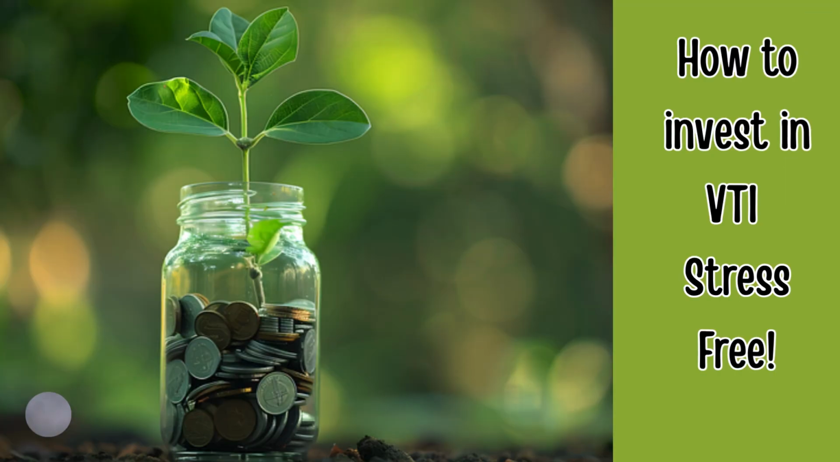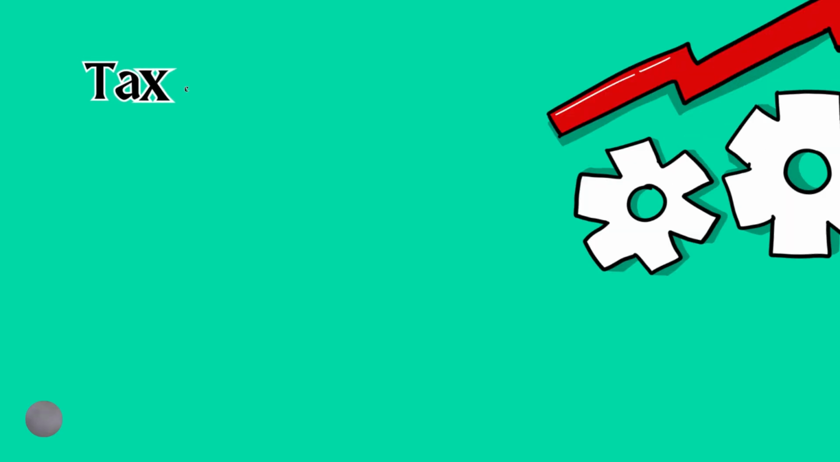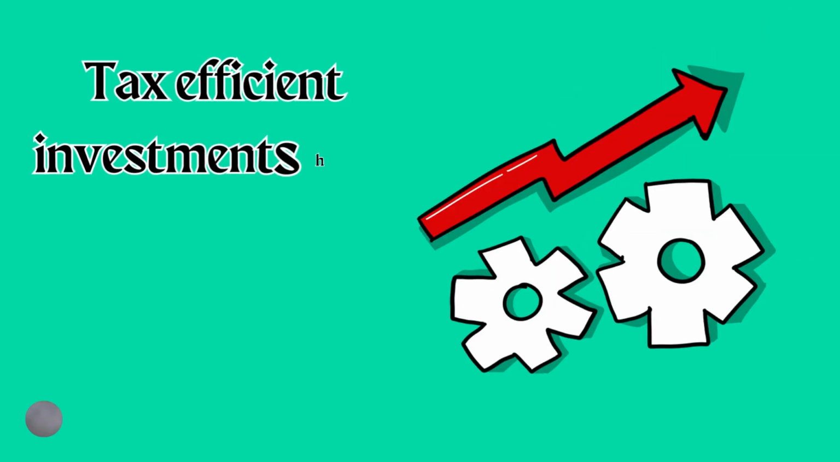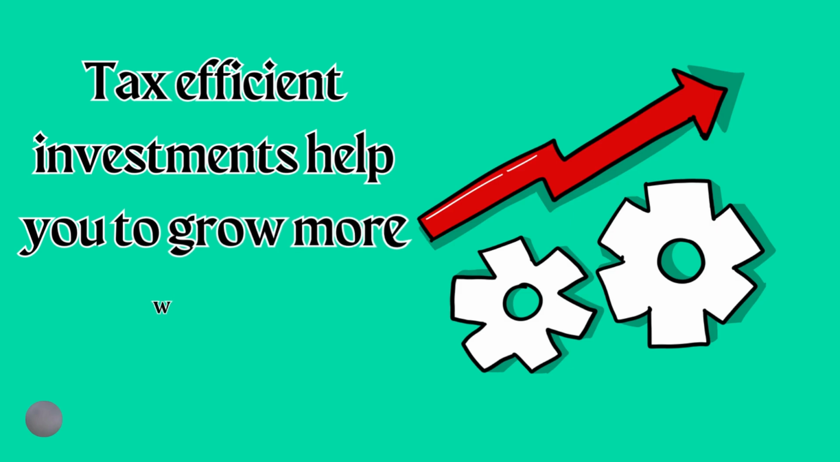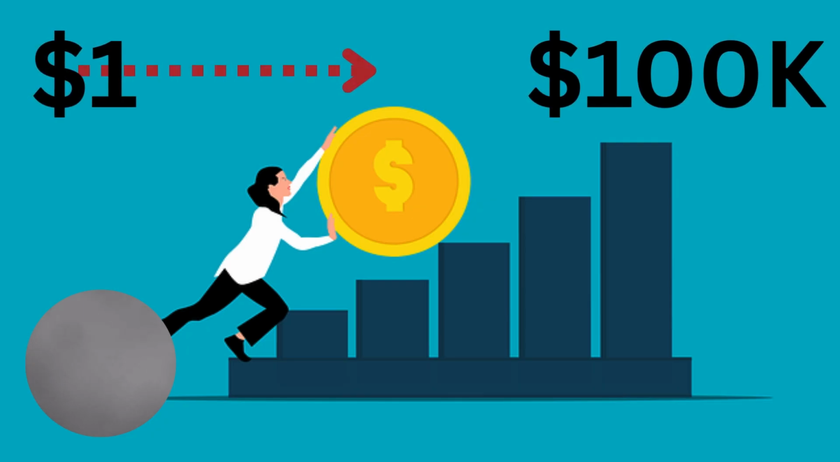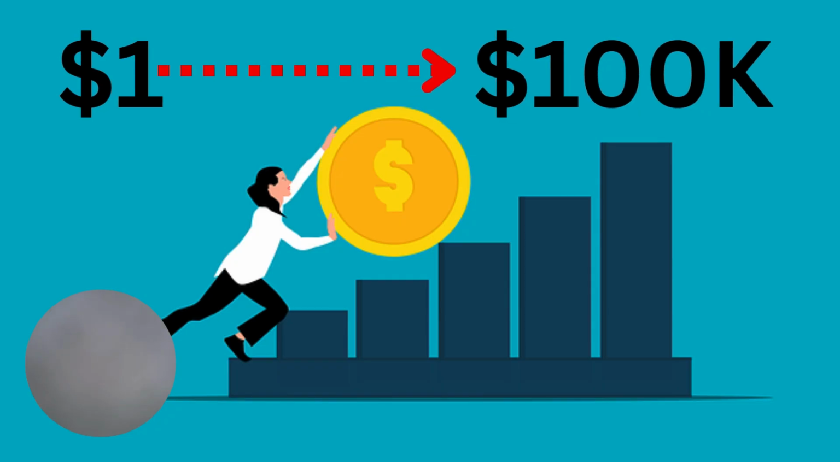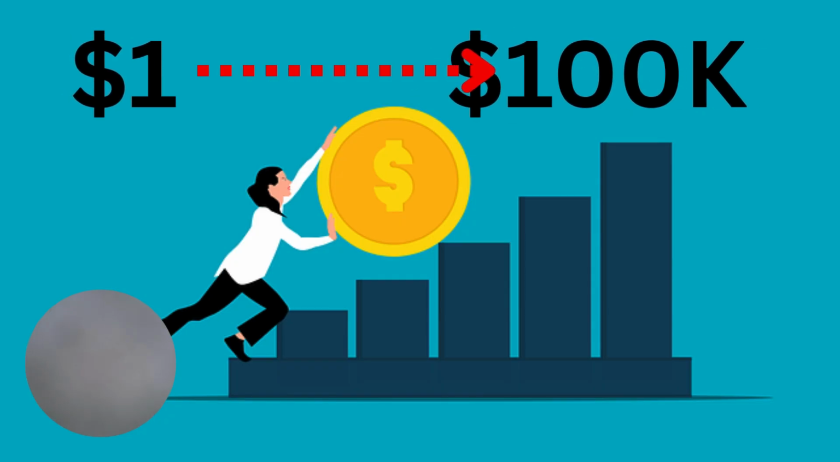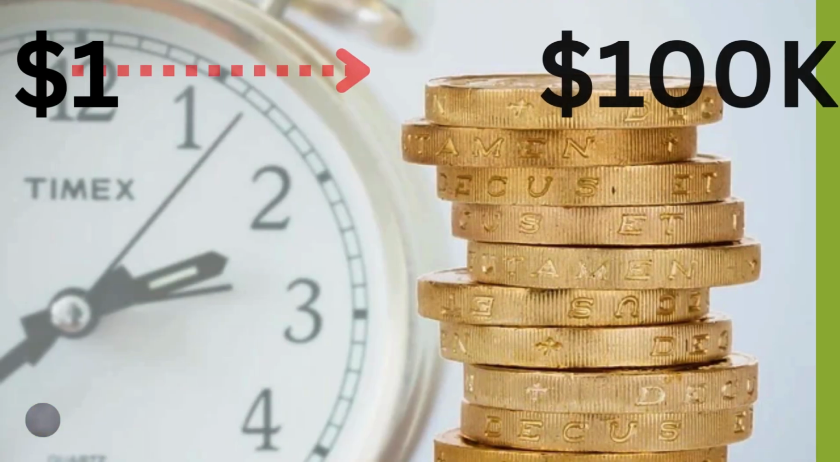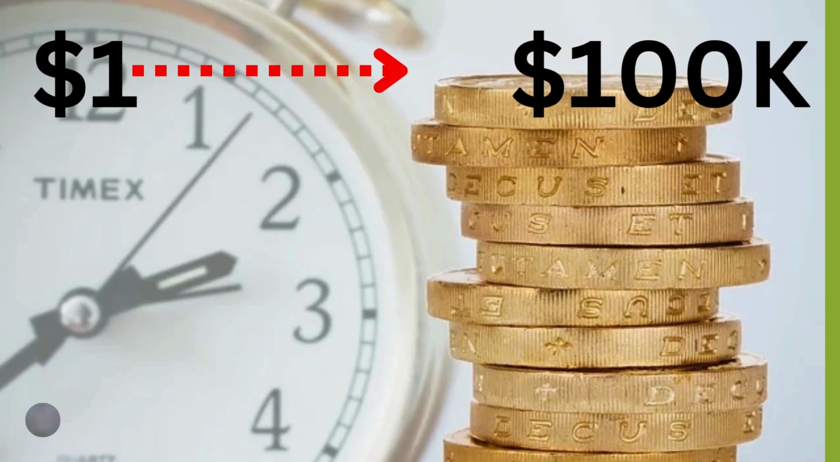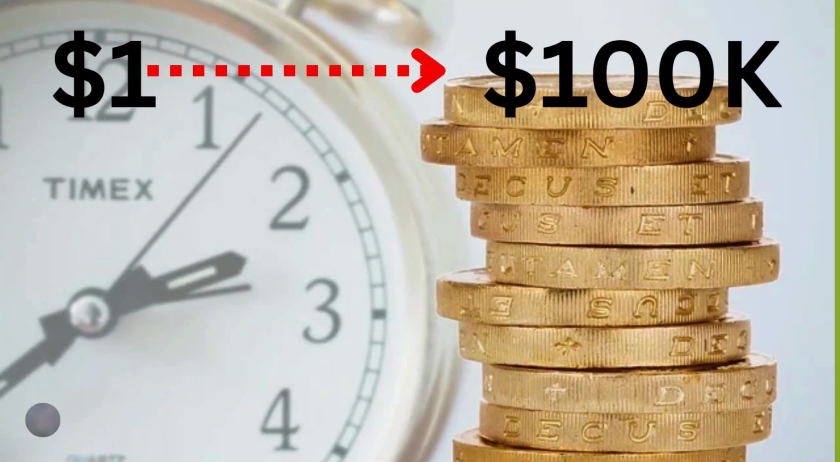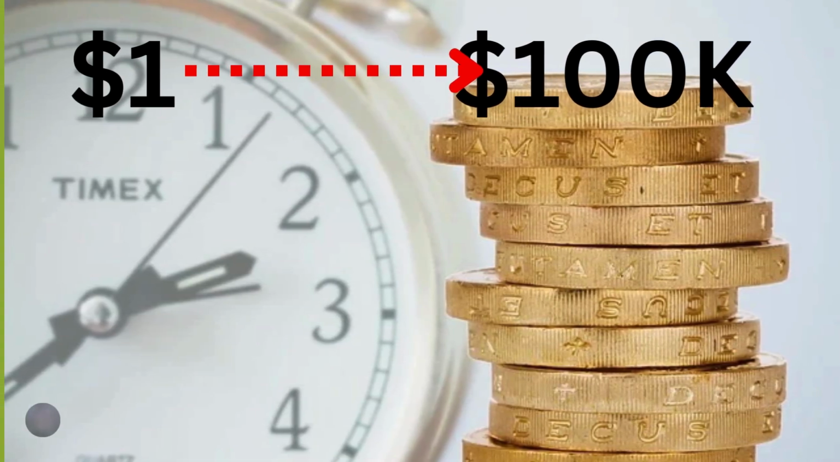In today's episode, I will explain how to invest in VTI. You will understand how VTI is tax efficient and other advantages of investing in VTI ETF. I will show you how to multiply your money from $1 to $100,000, and I will show you the exact calculations. I will tell you how long it will take to get your money from $1 to $100,000 and what to do if you want your profits earlier.